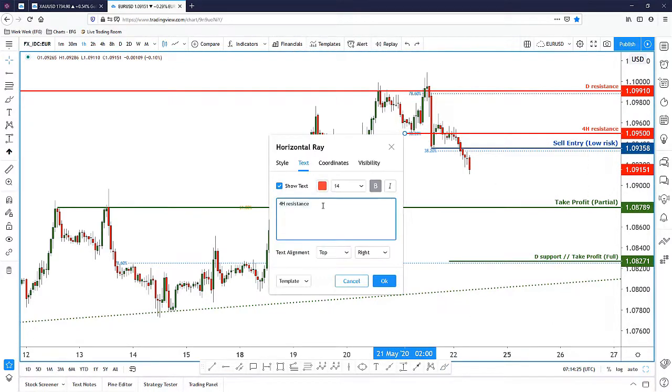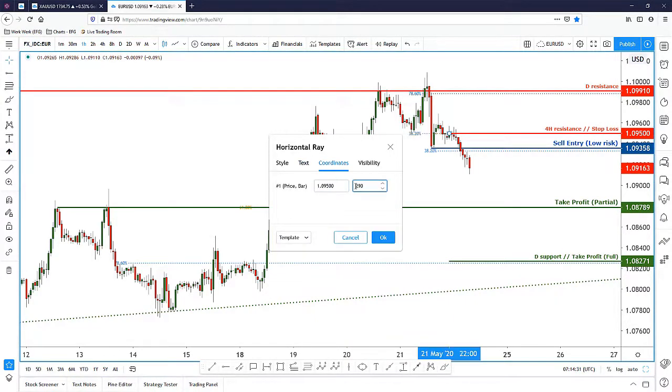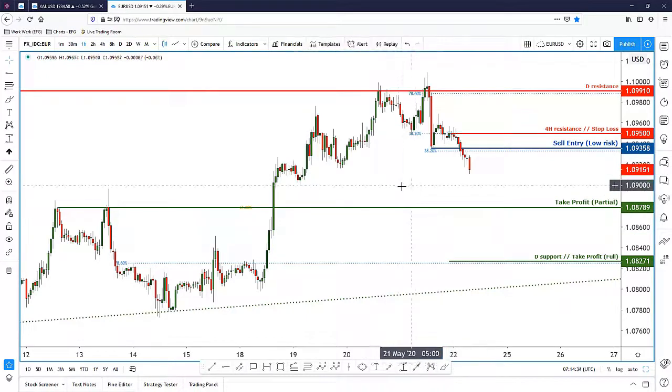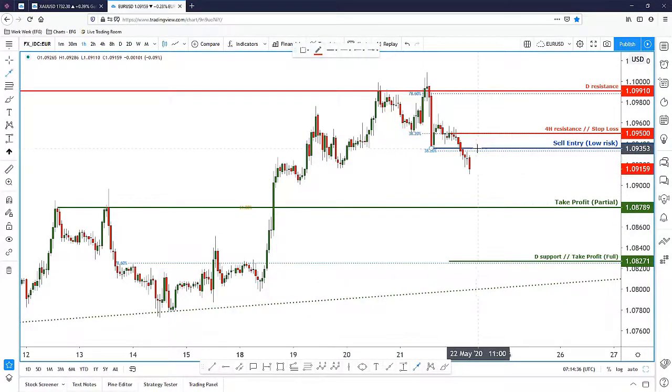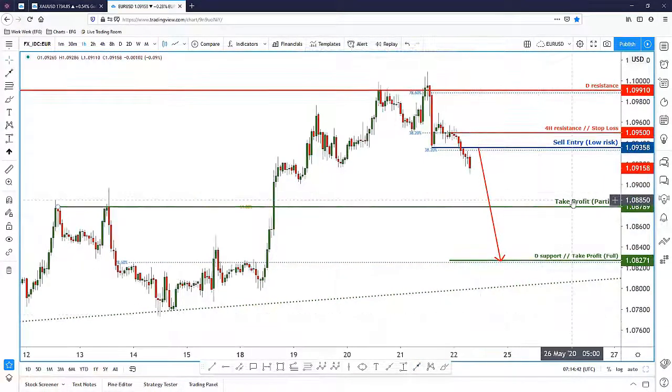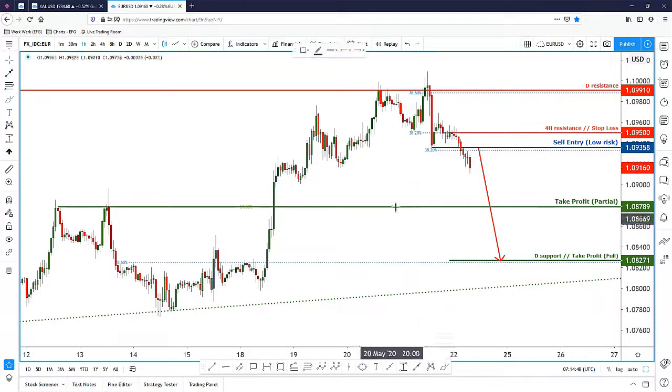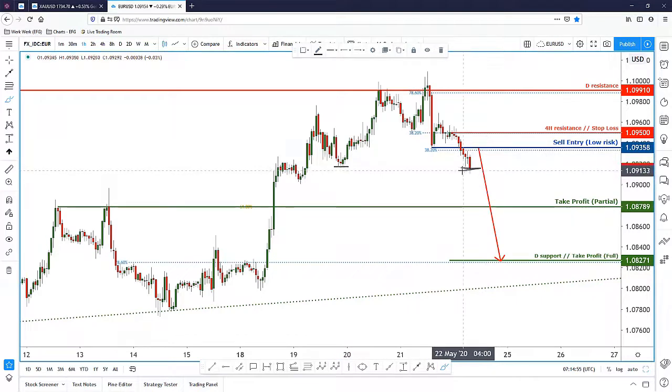My stop loss will be my 4 hour resistance. Okay, and then I will play it down all the way to the daily trend line, all right, with my take profit here. So this gives a very, very good risk reward ratio, but it's just dependent on whether you're more risk loving or risk averse. If you're risk averse, you'll wait for a close below this level, right?